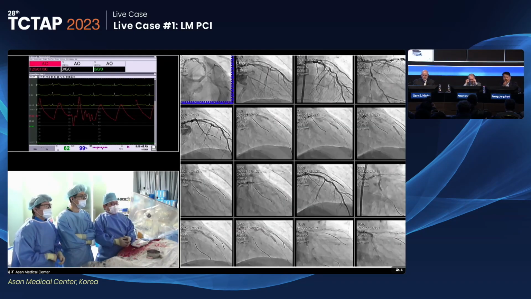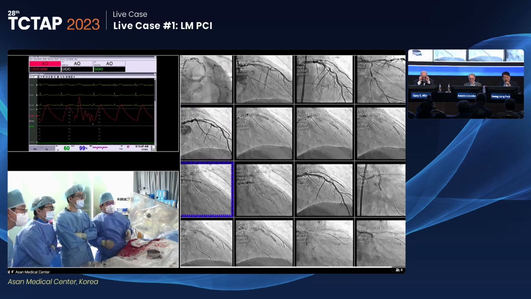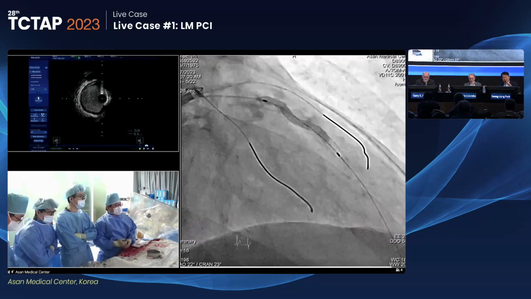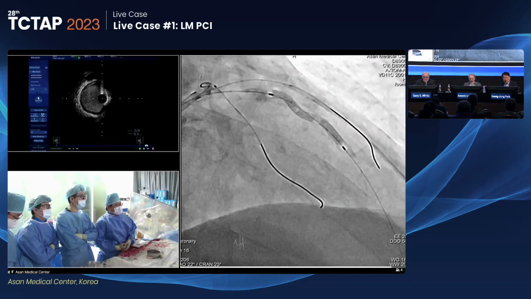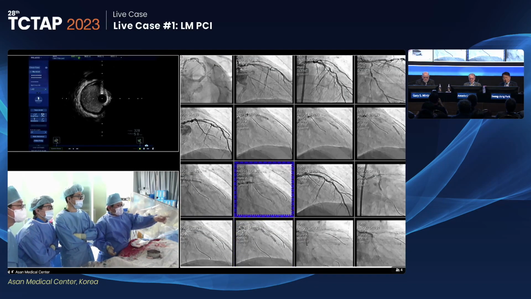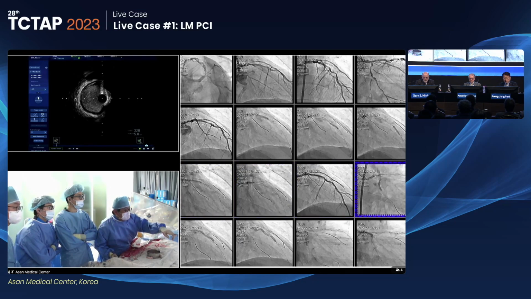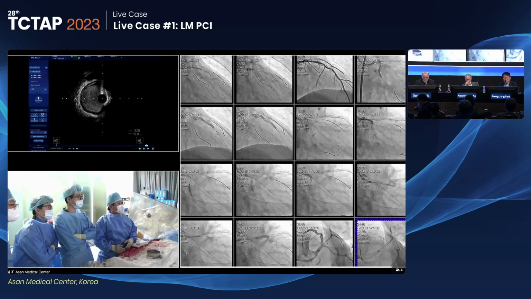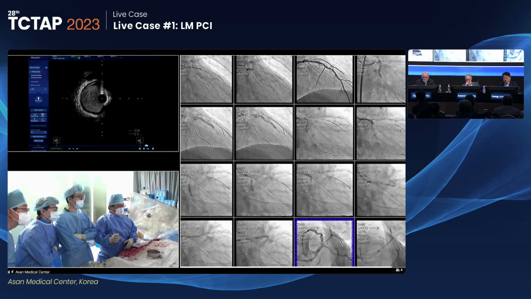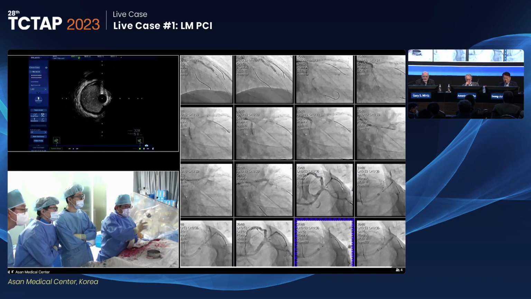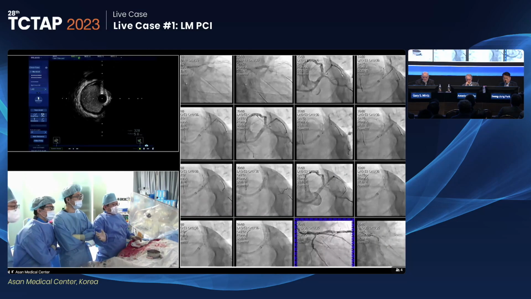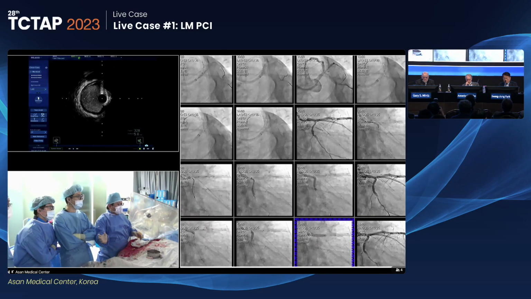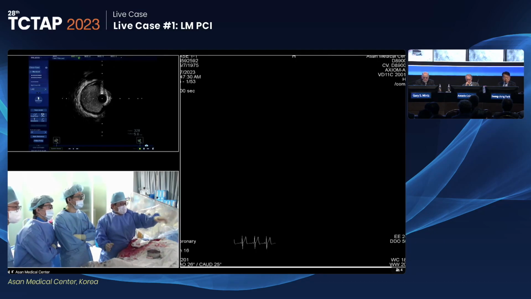So while Dr. Kang is doing his nice job, I have some cases. All right. I did something. Could you show us that? Could you pass the one? Pass the stent for the circumflex. Circumflex, yeah. Would you start that one? Next. Could we see the next? Okay. No, circumflex. All right, circumflex.